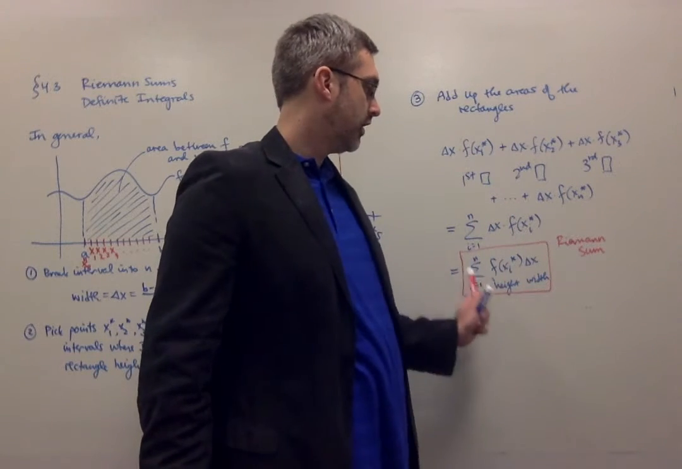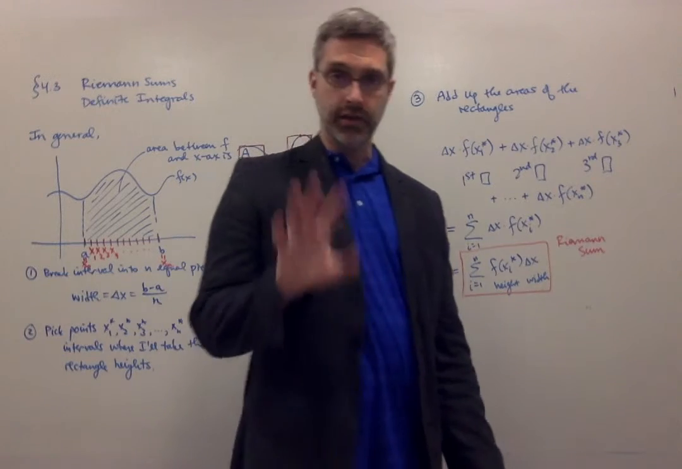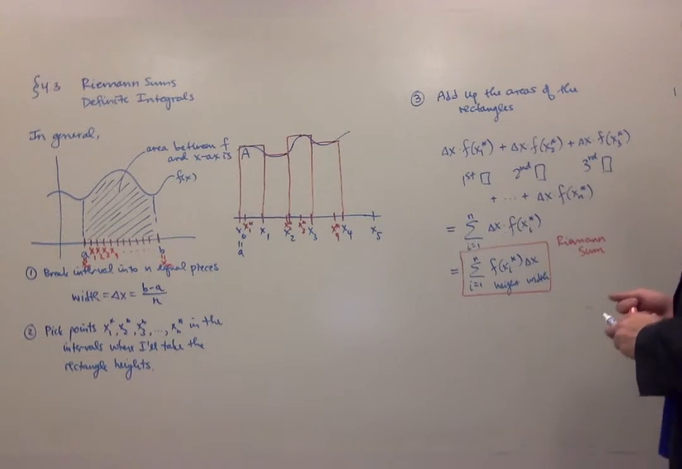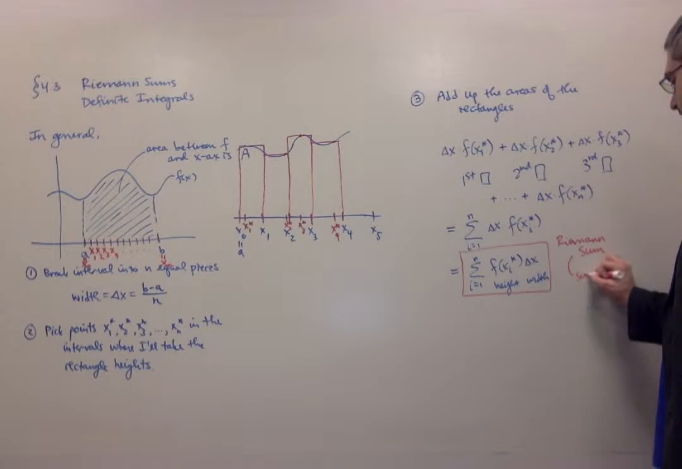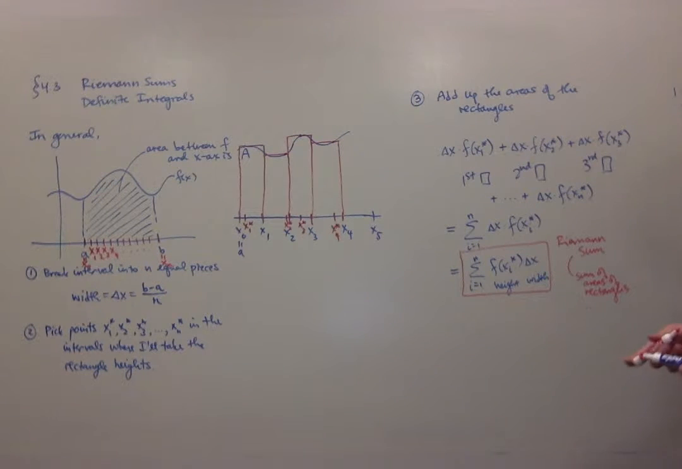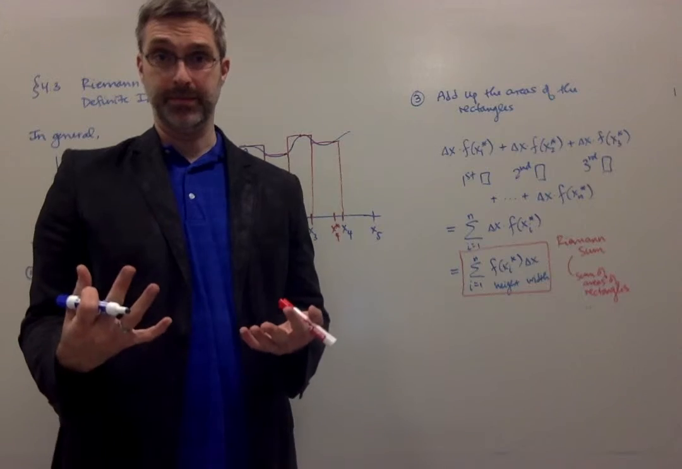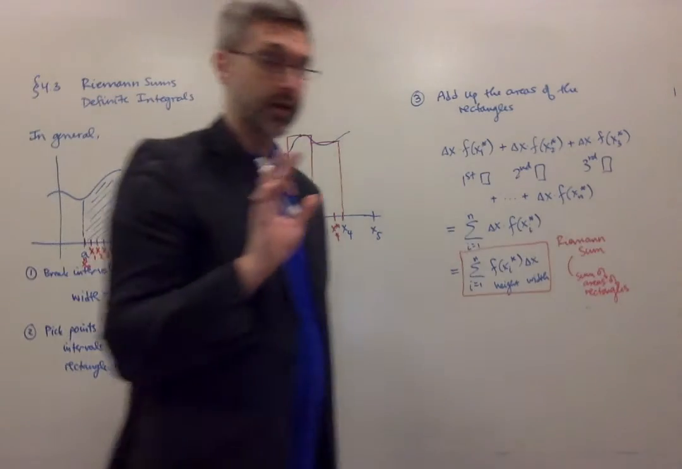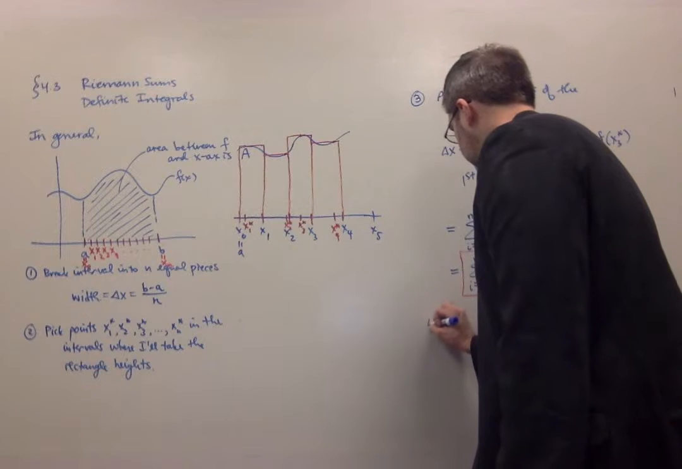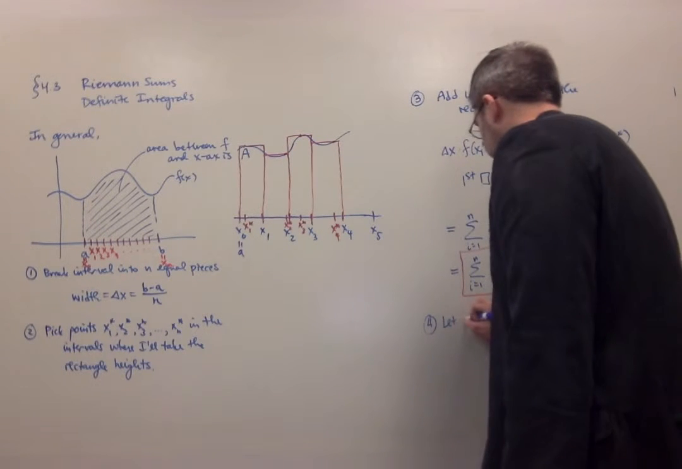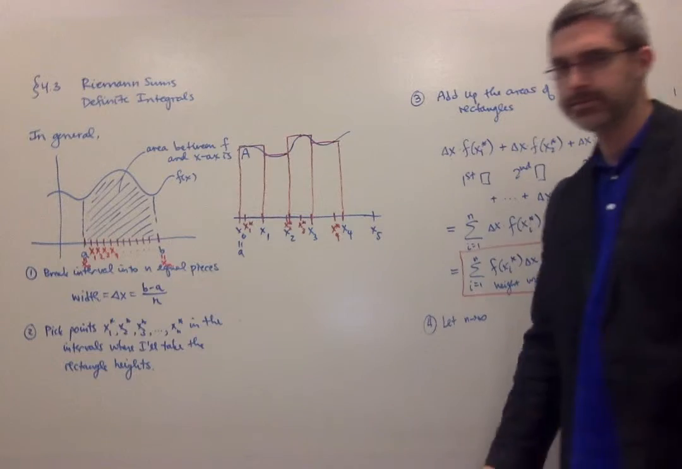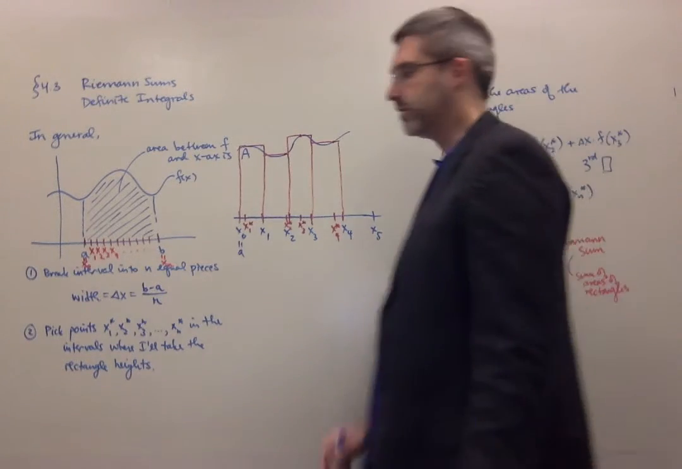But we call this sum a Riemann sum, and all that it means is it's a sum of areas of rectangles that are approximating our area under the function. Okay. Now, what's our last step? Our last step is that we let n go to infinity. Now, this is where we should pause and we should be very, very careful.